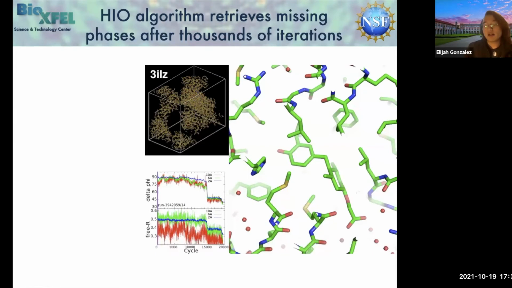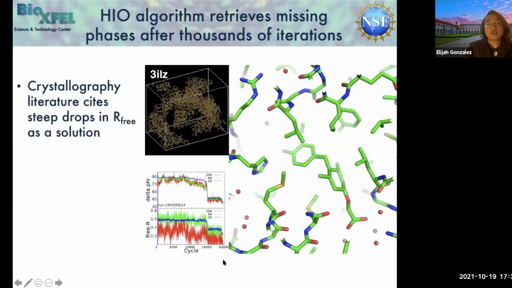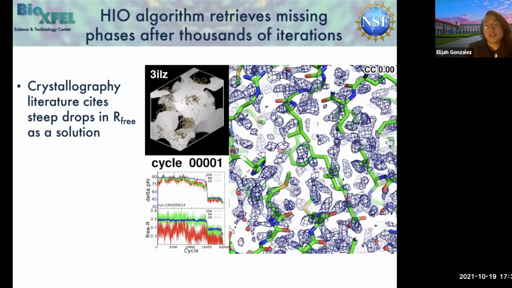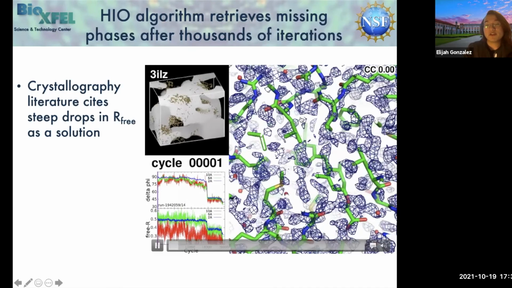We really aren't capturing any atomic level information until this steep drop in error. So I'll go ahead and let this play. As I mentioned, crystallography literature is going to cite a steep drop in error as an R-free solution. And you'll notice that at first, it's a very, very bad map.